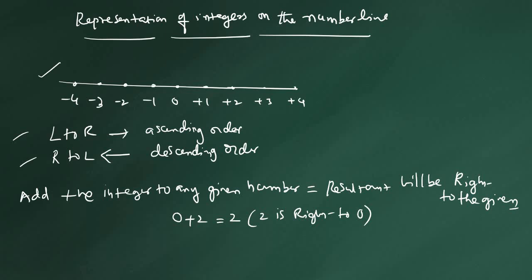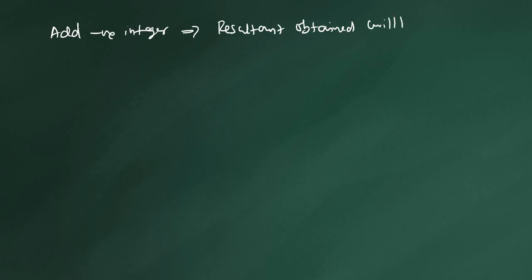Similarly, one more point here: when we add a negative integer to a number, then what will happen? Obviously the resultant obtained will be to the left of the given integer or given number.